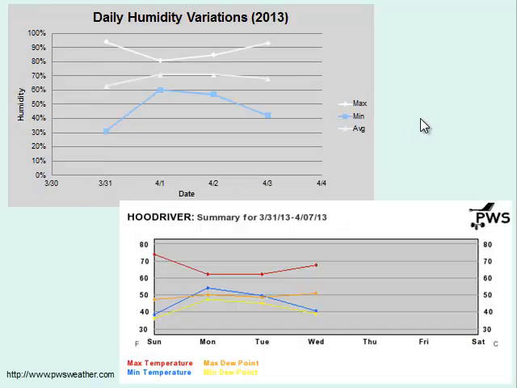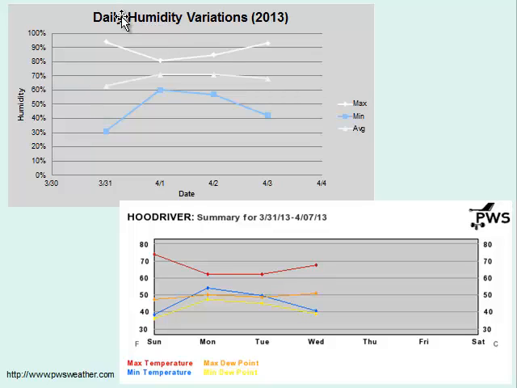And here are daily humidity variations in 3 days, temperature variations. We can see high temperature. This is our maximum temperature for each day, and then we have our max dew point in orange, minimum dew point in yellow, minimum temperature in blue, and then here we have max, min, and average as well.